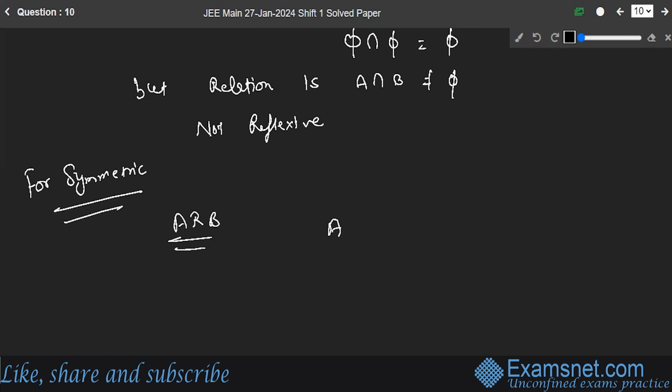A relation B, you have A intersection B is not equal to this, and B R A is this. See, if A intersection B is phi, then B intersection A is also phi. So it is symmetric.